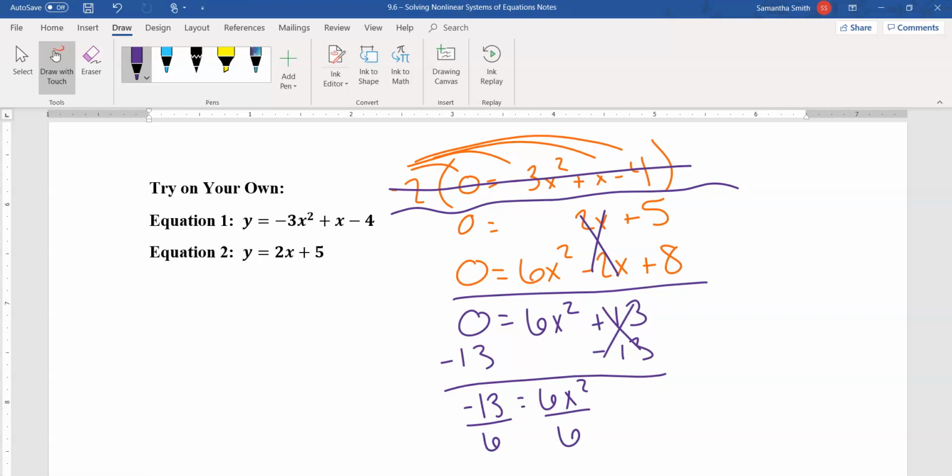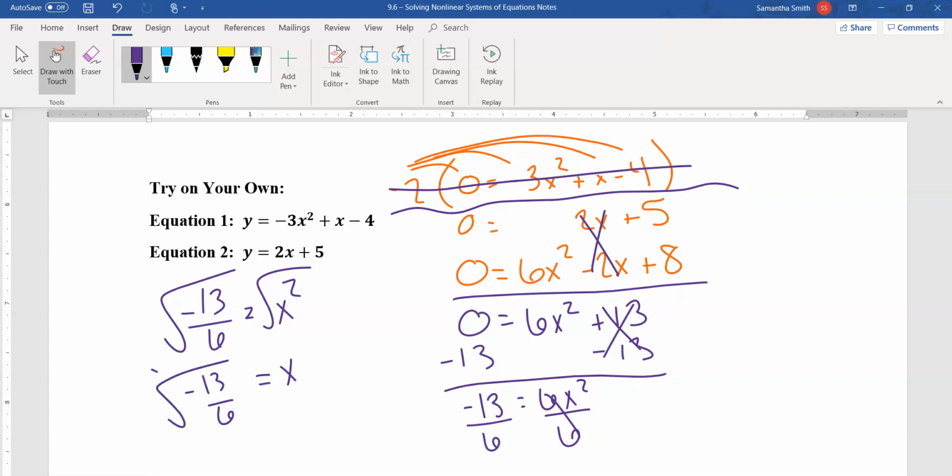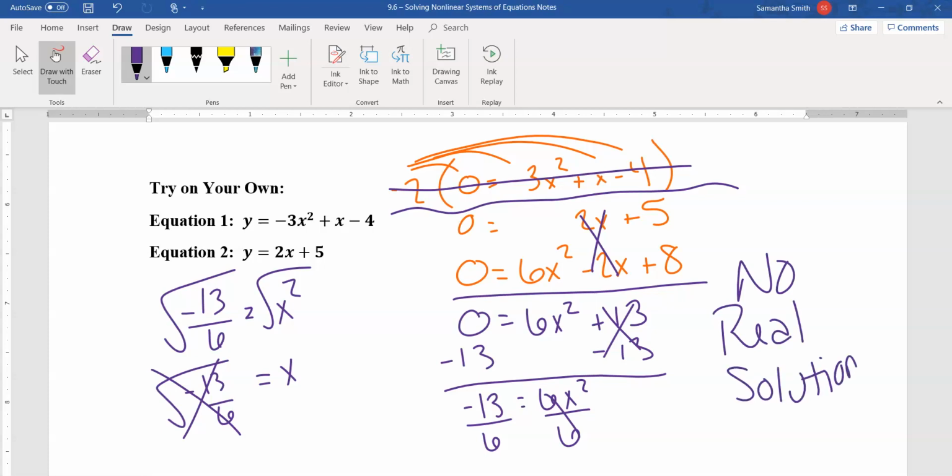I already know what my answer is, by the way. I'm going to rewrite this. Negative 13 divided by 6 equals x squared. And again, this will not always happen, but you cannot have a negative under that. So again, your answer is no real solutions. Okay? So hopefully you got that right.